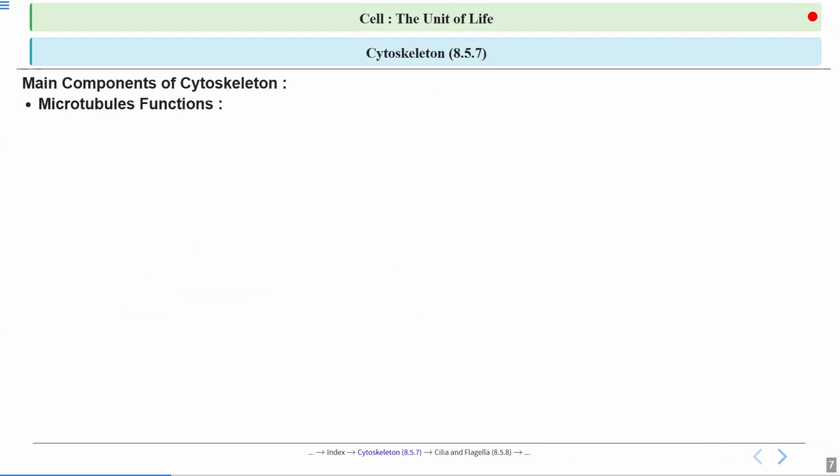Now let's talk about the functions of the microtubule. These microtubules are very essential components of the cell. They also act as a structural element. They play a very critical role in cell division. They also play a very important role in intracellular transport and cell motility.